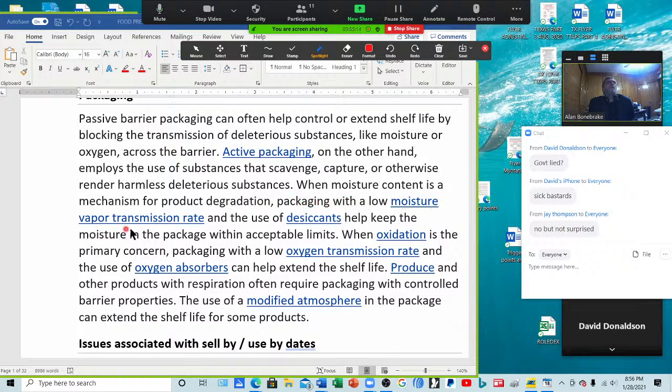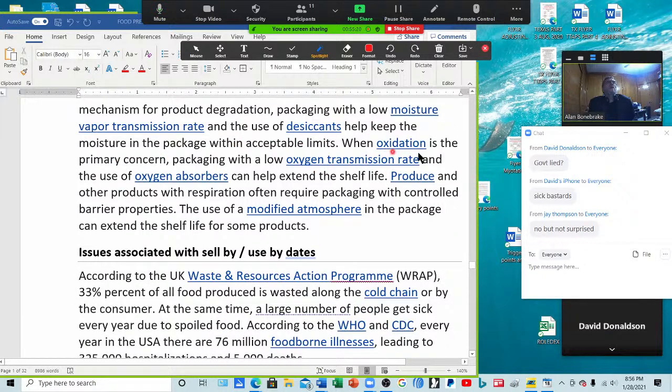When moisture content is a mechanism for product degradation, packaging with a low moisture vapor transmission rate and use of desiccants help keep the moisture in the package within acceptable limits. When oxidation is the primary concern, packaging with a low oxygen transmission rate and use of oxygen absorbers can help extend the shelf life.